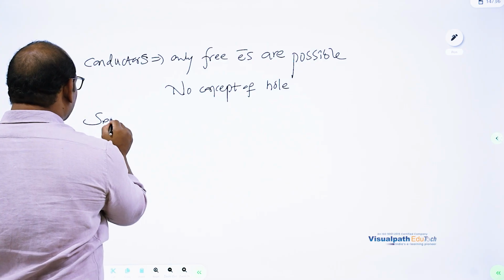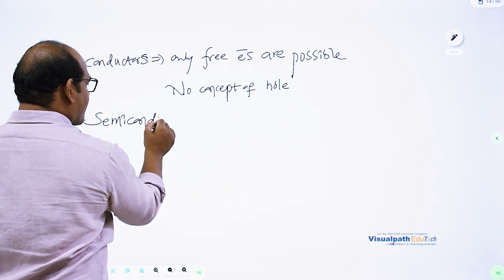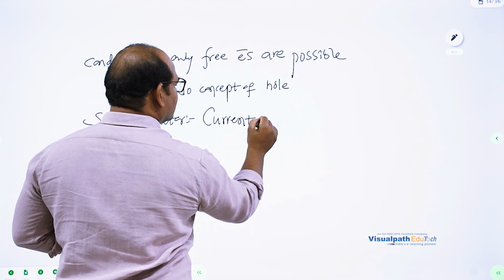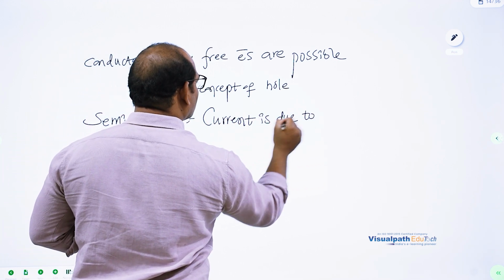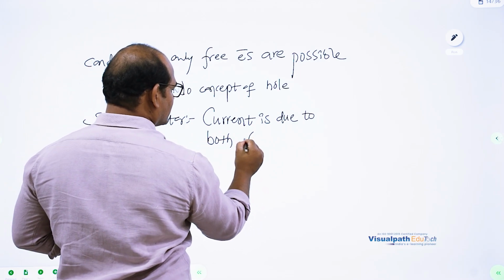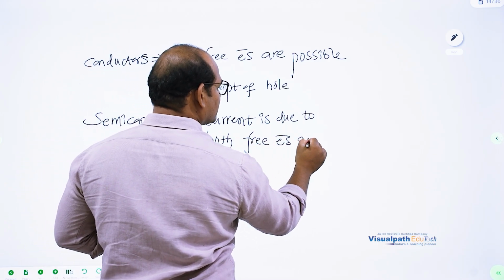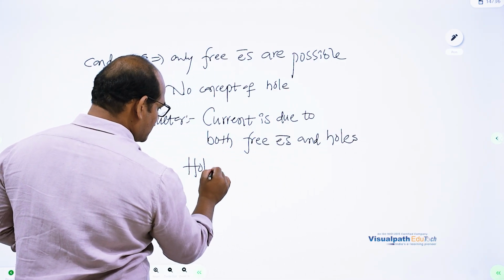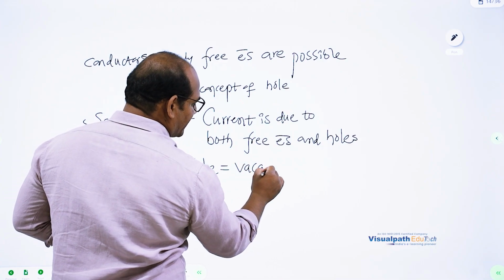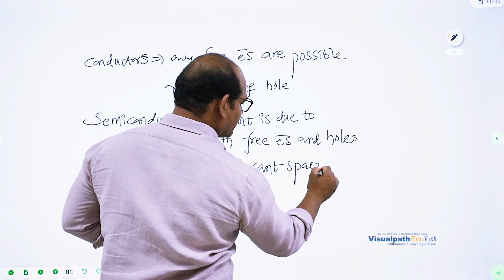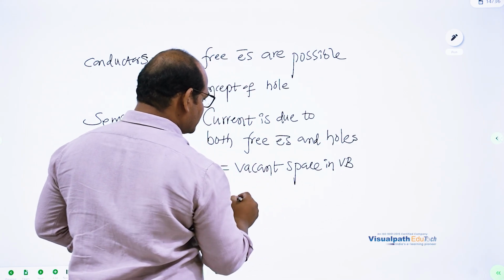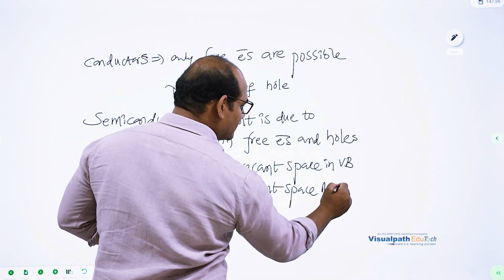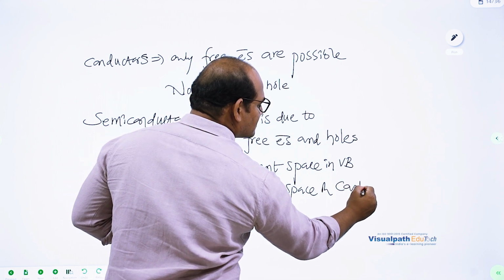But if you take semiconductor, current is due to both free electrons and hole. And what is hole? Hole is nothing but vacant space in valency band or vacant space in covalent bond. What is this one?